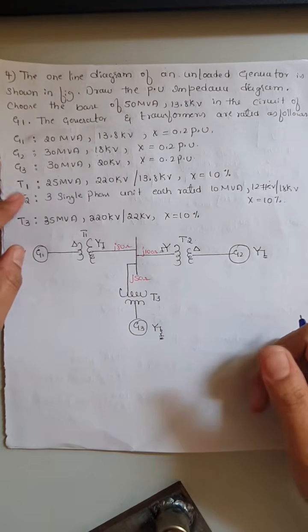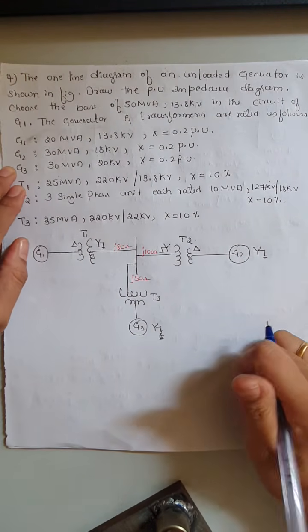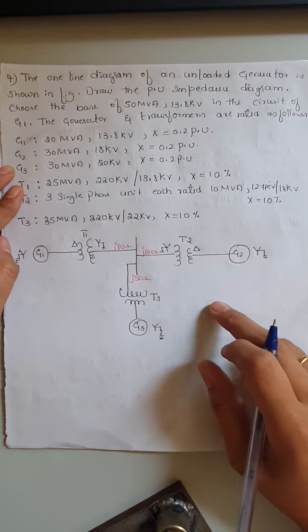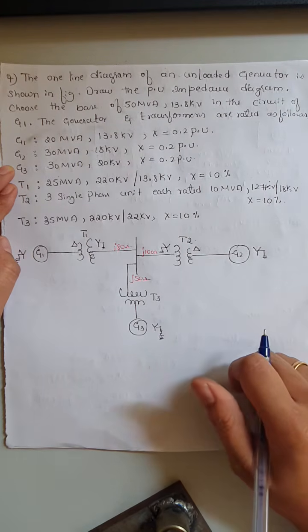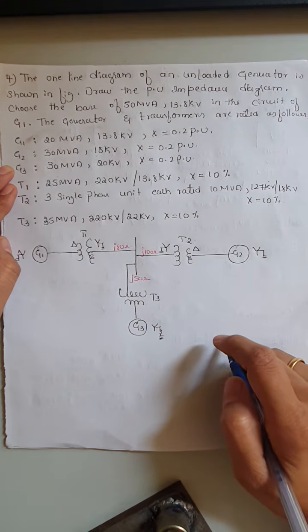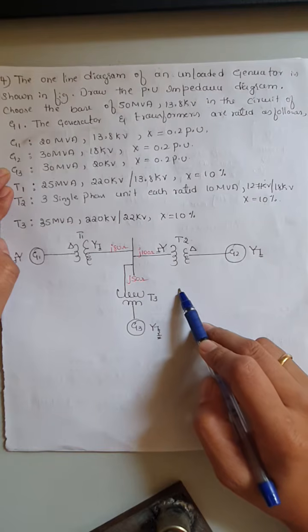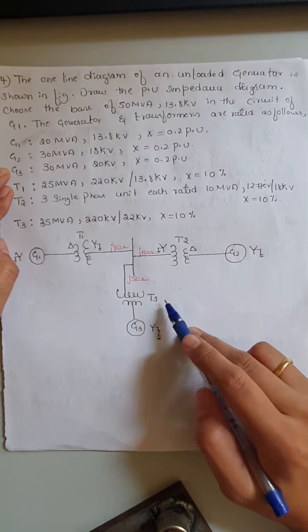Hello everyone. In today's session we are solving the fourth problem in module 1, that is converting the one line diagram into a reactance diagram. So this is the given problem. The one line diagram of an unrooted generator is as shown in the figure. For this you have to draw the per unit impedance of the reactance diagram.